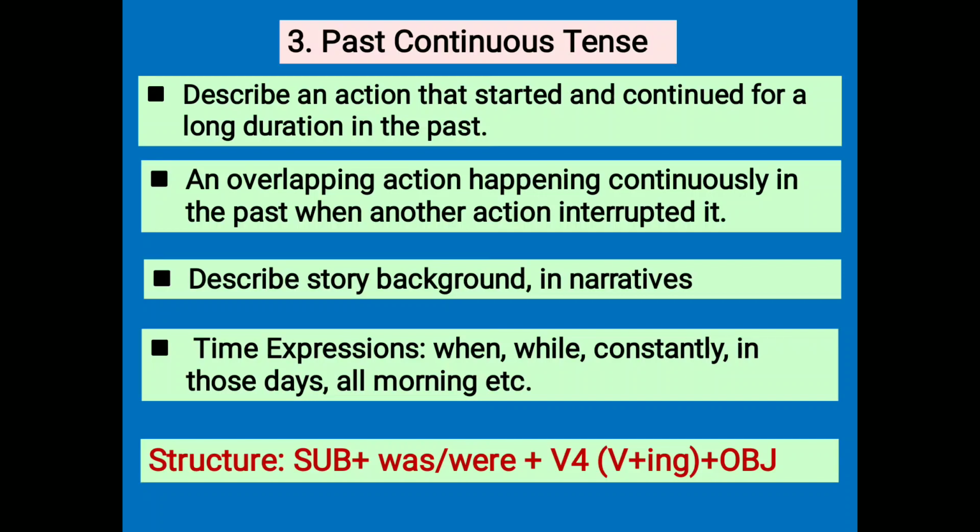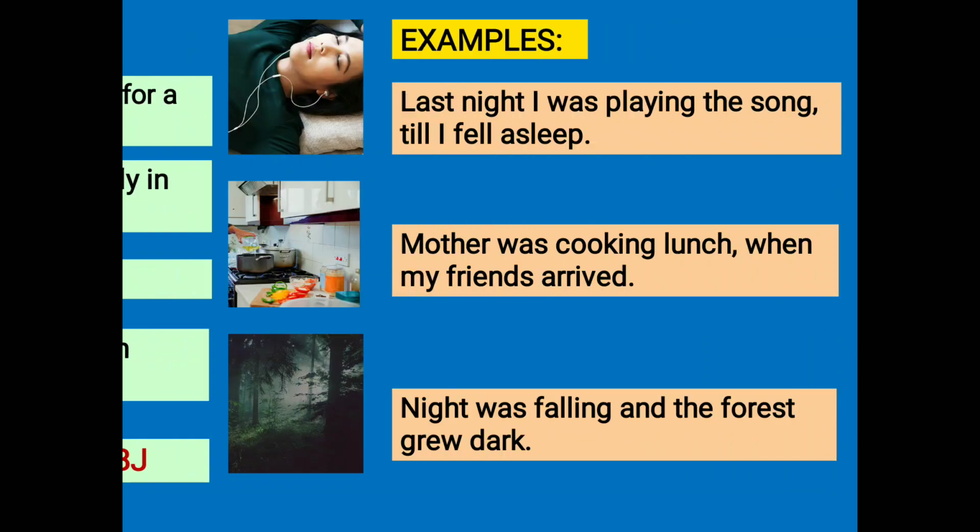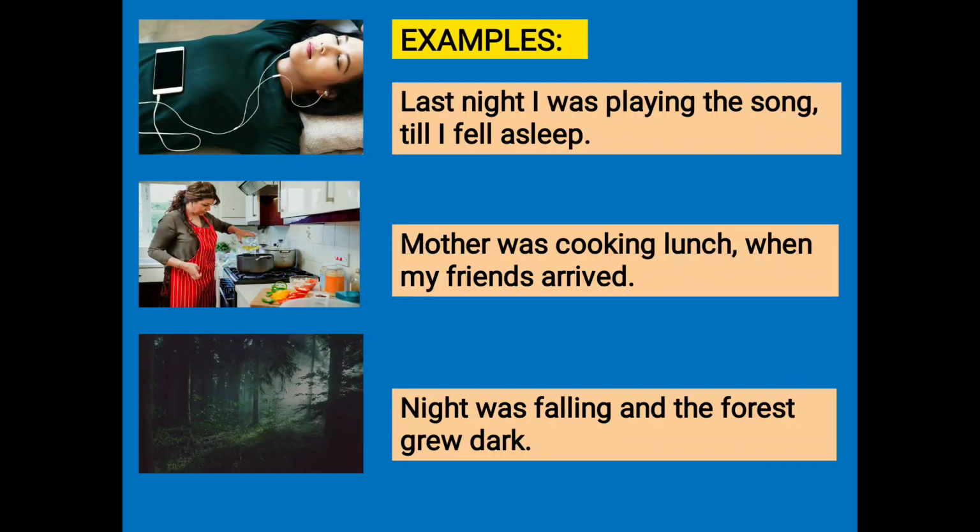If the subject is singular, then it would be was. If the subject is plural, then it will be were. All right, so this is the sentence structure as far as past continuous tense is concerned. Now coming to the examples. What are the examples? Let us see.